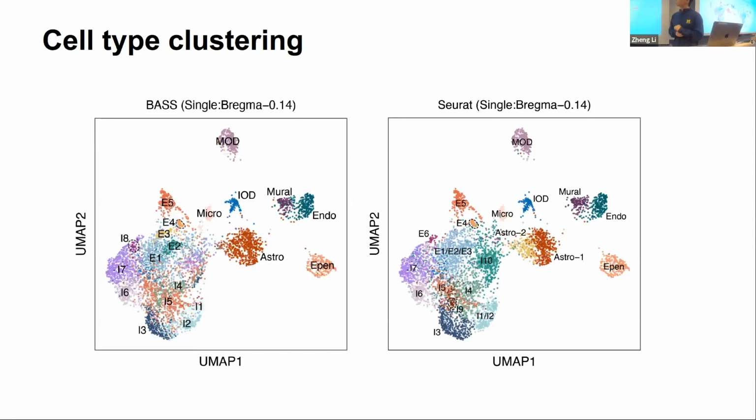Besides the spatial domain detection, our method can also do a good job in cell type clustering. This is a UMAP plot from our method, from CRET, and we can find that for some neuronal subcell types, we can probably identify them. But CRET tends to aggregate these cell types into the same cluster. And we checked the marker genes of these subtypes. They do have very distinct marker genes.